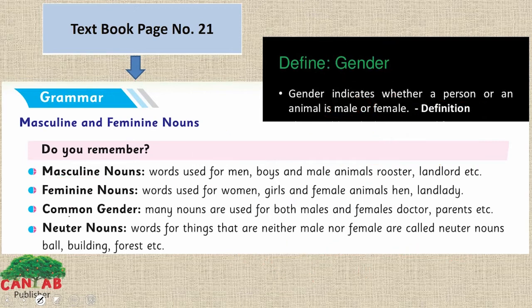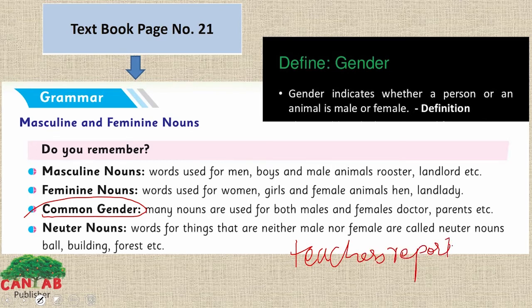Now look at the common gender. What is a common gender? Many nouns are used for both male and female, like doctor, parents, teacher, reporter, baby. Baby can be used both for male and female. These are the common gender nouns.